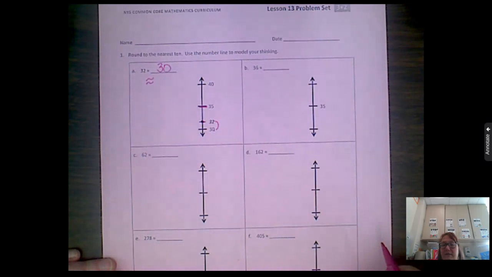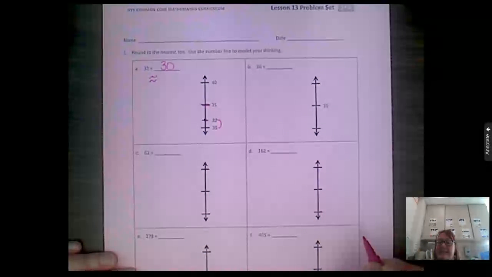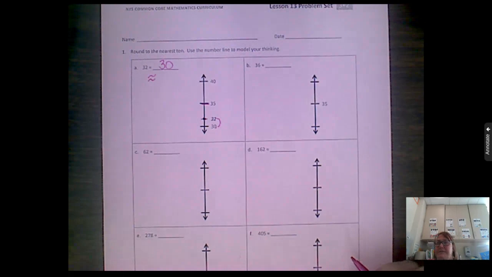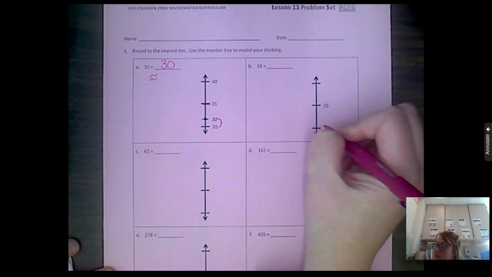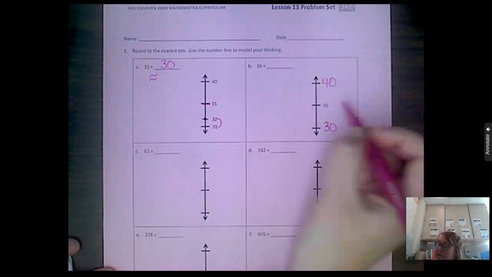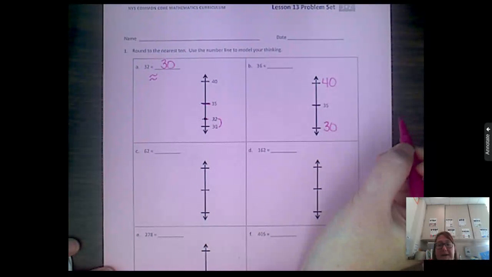Okay? Try the next one with me too, please. All right, so if we have 36 for our next one, what two tens is 36 in between? What two tens is 36 in between? 30 and 40. Sometimes kids tell me that it's between 40 and 30. We always want to start down because numbers go lowest to highest, right? When we're counting, we count small to big. So the two tens that it's between would be 30 and 40, right? 35 is our midpoint marker, so they already put that there for us. That was so kind of them, okay?